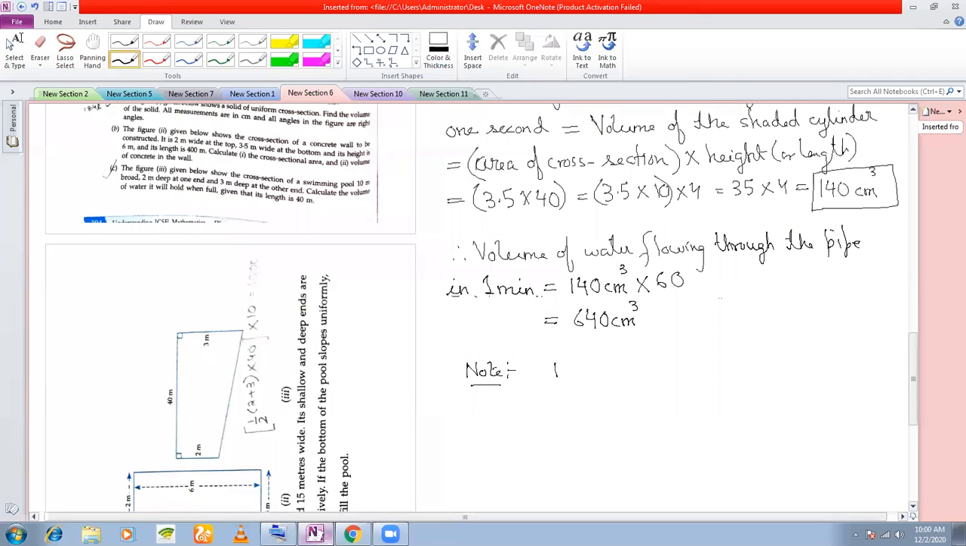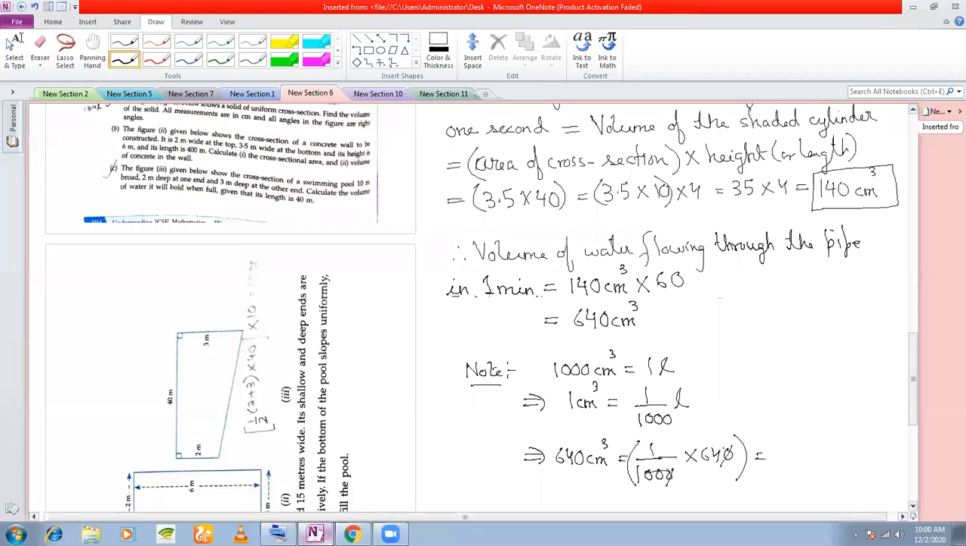Like say we have 1000 centimeter cube is equal to 1 liter. Right. That means 1 centimeter cube is 1/1000 liters. So that means 640 centimeter cube is 1/1000 into 640 liters.